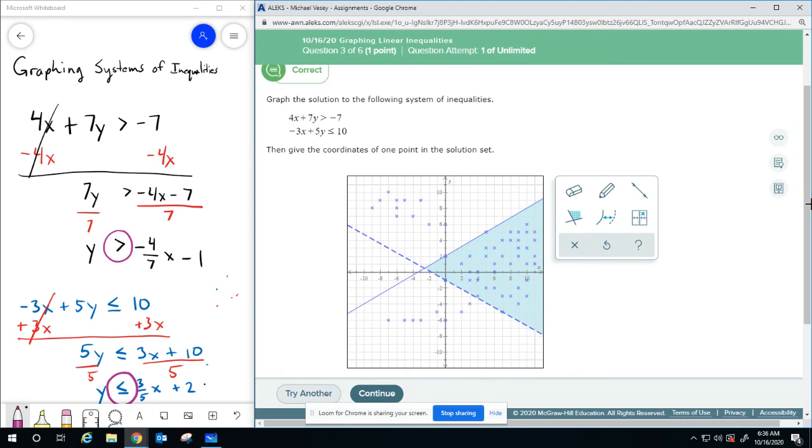Obviously, all these little tick marks are not part of the graph. They were just to help me explain the shading. If you wanted to go back and erase all those tick marks, of course you can do that.